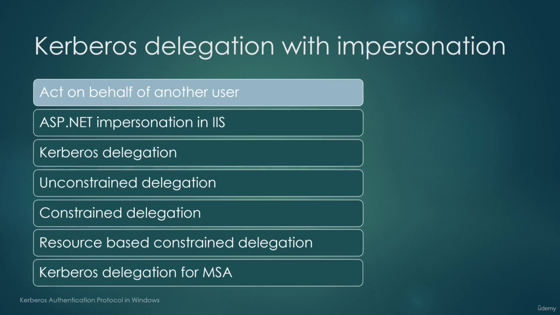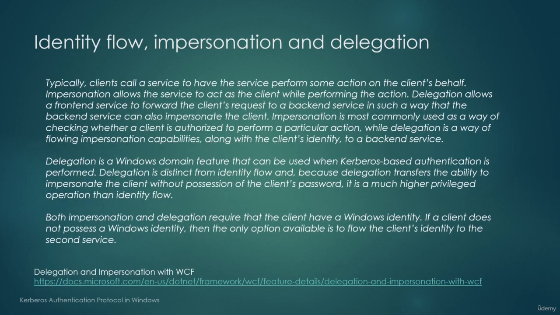In this lesson, we are going to look into ASP.NET impersonation and Kerberos delegation. Impersonation is most commonly used as a way of checking whether a client is authorized to perform a particular action, while delegation is a way of flowing impersonation capabilities along with the client's identity to a backend service. Delegation is distinct from identity flow, and because it transfers the ability to impersonate the client without possession of the client's password, it's a much higher privileged operation than identity flow.